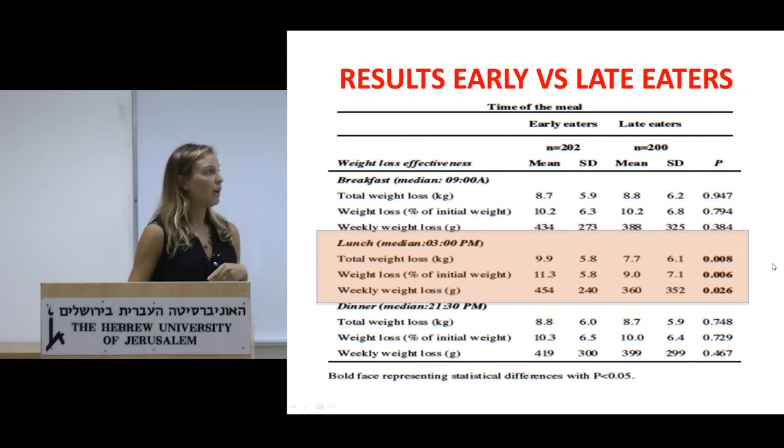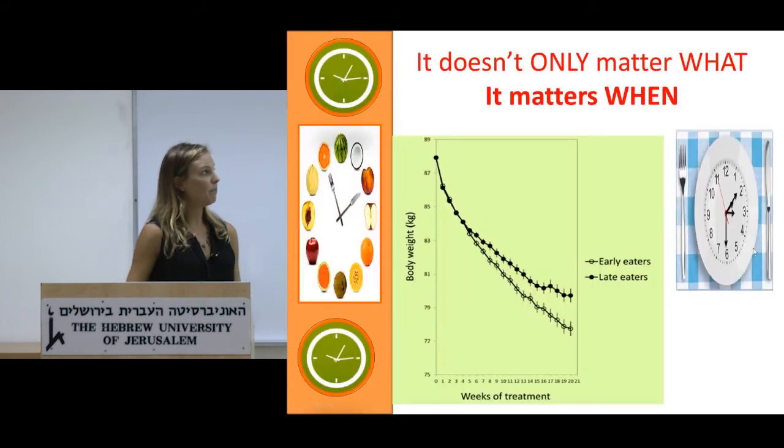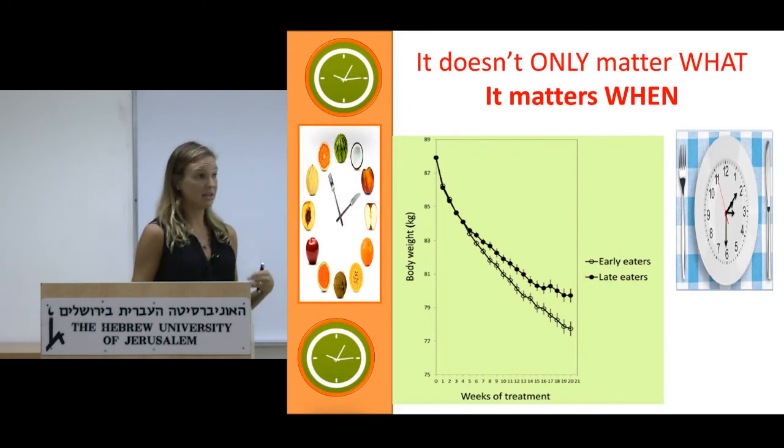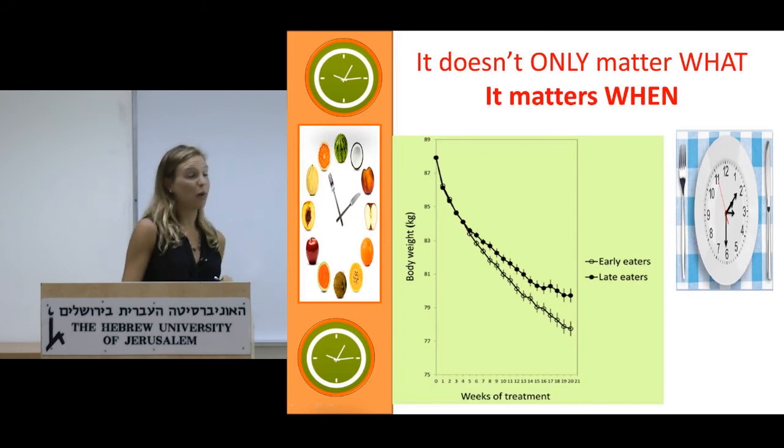And same, we have a significant difference between the early eaters and the late eaters, and the early eaters have better outcomes in terms of weight loss as compared to the late lunch eaters. And here the trends go exactly the same as the study we saw before. As long as the study went, the more weeks they followed this regime, the gap between both groups became wider. So it doesn't only matter what, it matters when.